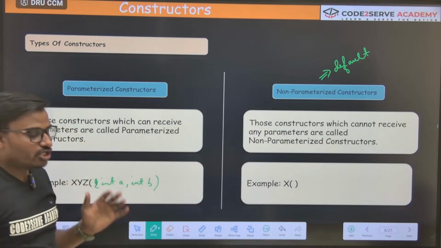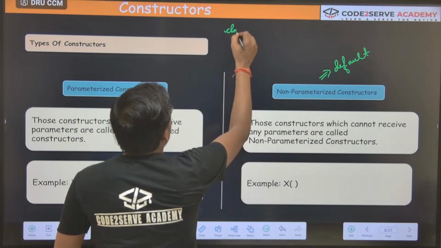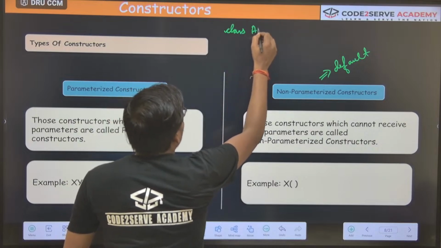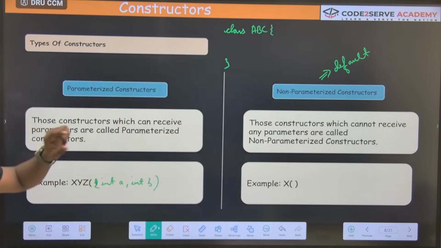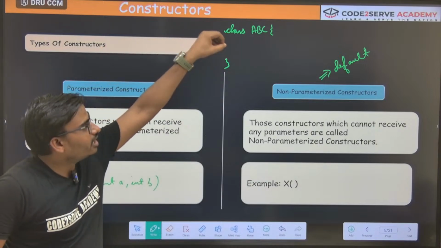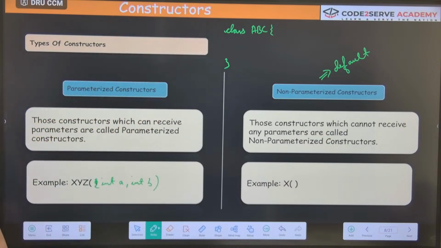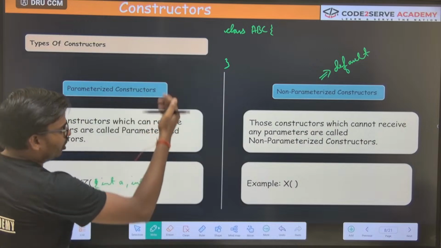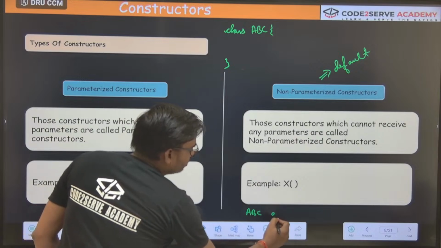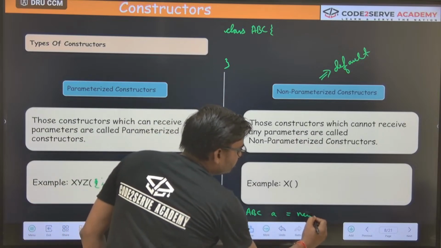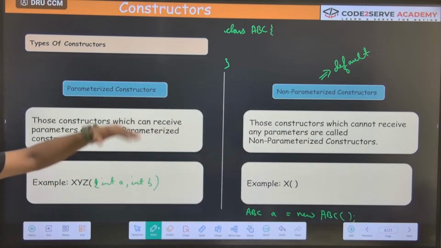Now suppose, what I was mentioning to you, in a class, suppose there is one class ABC. This is one class. Okay. Now you haven't declared any parameterized constructor, not even the default or non-parameterized constructor. Now if you create an object of ABC, how will you do that? You will write ABC A is equals to new ABC. This is how you will create an object or the instance of this class.